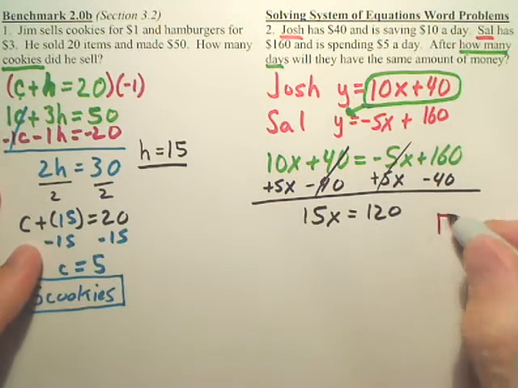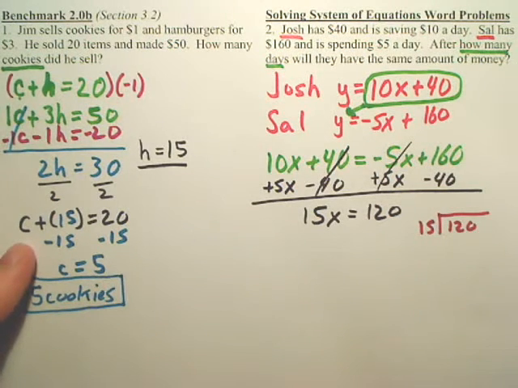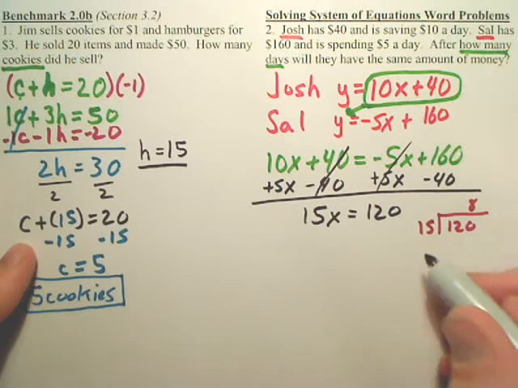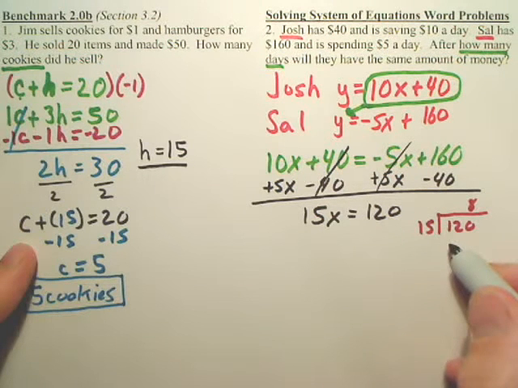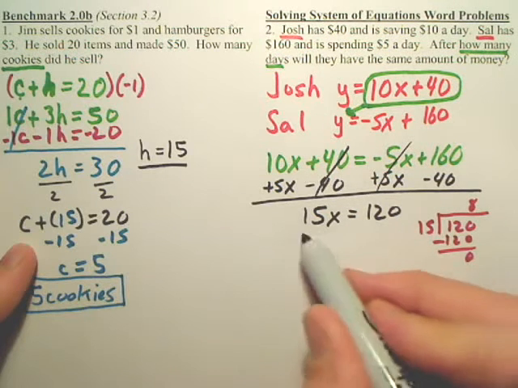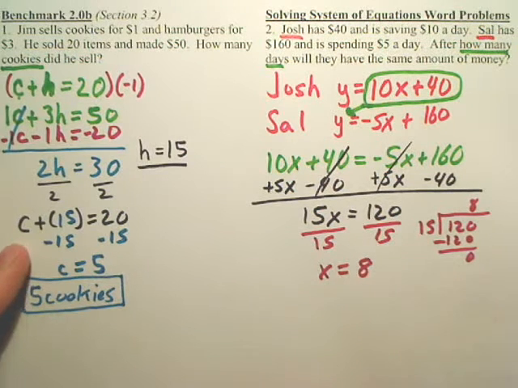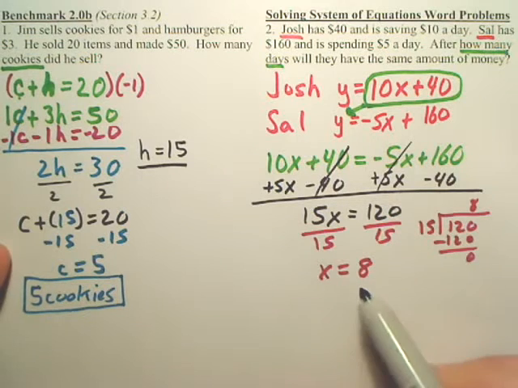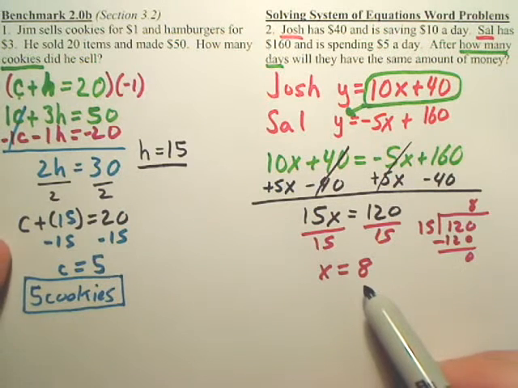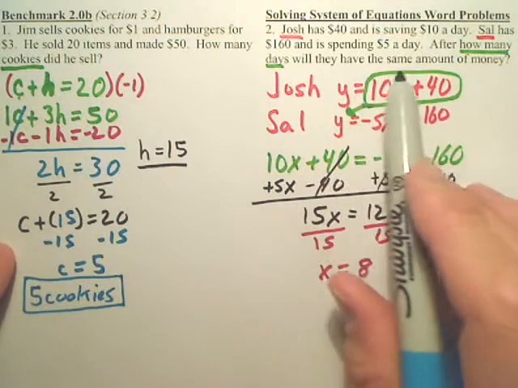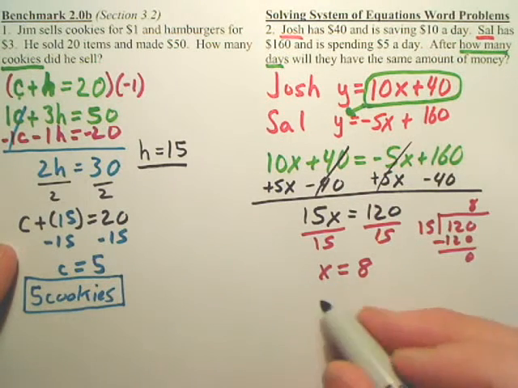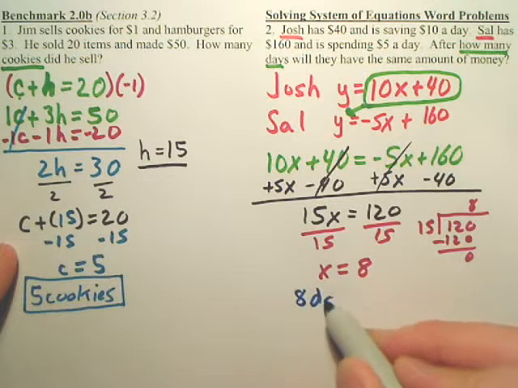Now real quick over here, some of you know 15. How many times 15 goes into 120? Is it 8? Let's see, 8 times 15, does that give you 120? Okay. No remainder, so it's 8. So we divide by 15, x is 8. So did we answer our question? Do we even need to know y? It says how many days will they have the same amount of money? So if x is 8, that means 8 days.